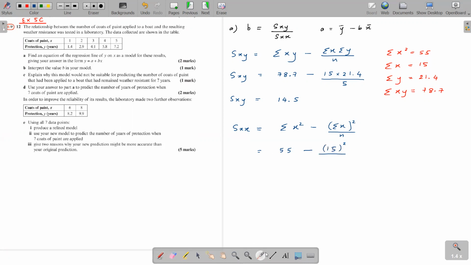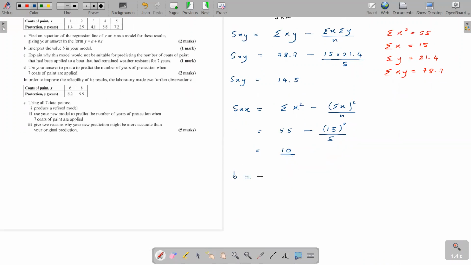n is again, we have 1, 2, 3, 4, 5 points. So we have 5 points. So let's type this in the calculator. Let's get the Sxx value, guys. All right, guys. So Sxx is 10, right? Okay, so then let's get the values. b is equal to Sxy over Sxx. So that's going to be 14.5 divided by 10. So that's 1.45. That's the gradient of our regression line, right, guys?